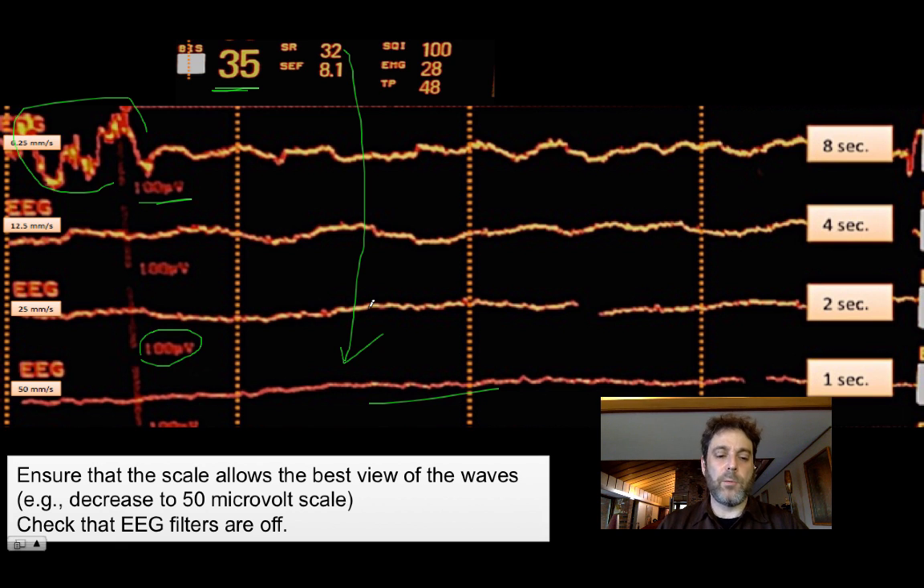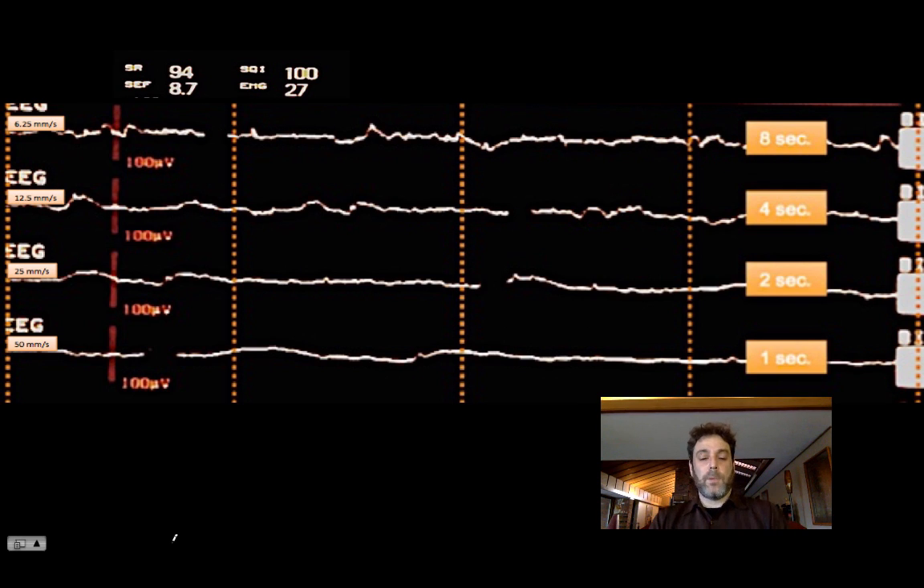So we want to ensure that the scale is good and check that the filters are off to ensure that we're not missing anything. But if we're not, this is probably too deep general anesthesia. Here's another example. Again, I would like to decrease the scale, but this looks like suppression in each of these sweep speeds. We have a suppression ratio of 94.